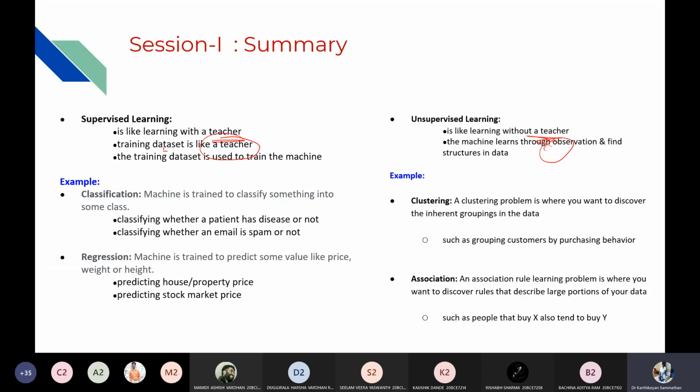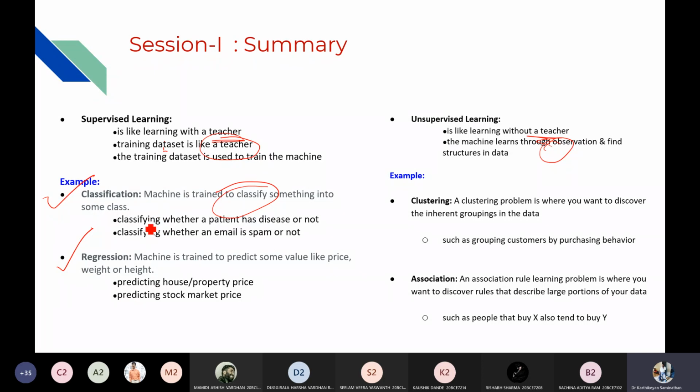Here, there are two techniques. One is classification, another one is regression. Classification means we will classify something into some class. For example, classifying whether a patient has a disease or not, or classifying whether an email is spam or not. These are all classifications.